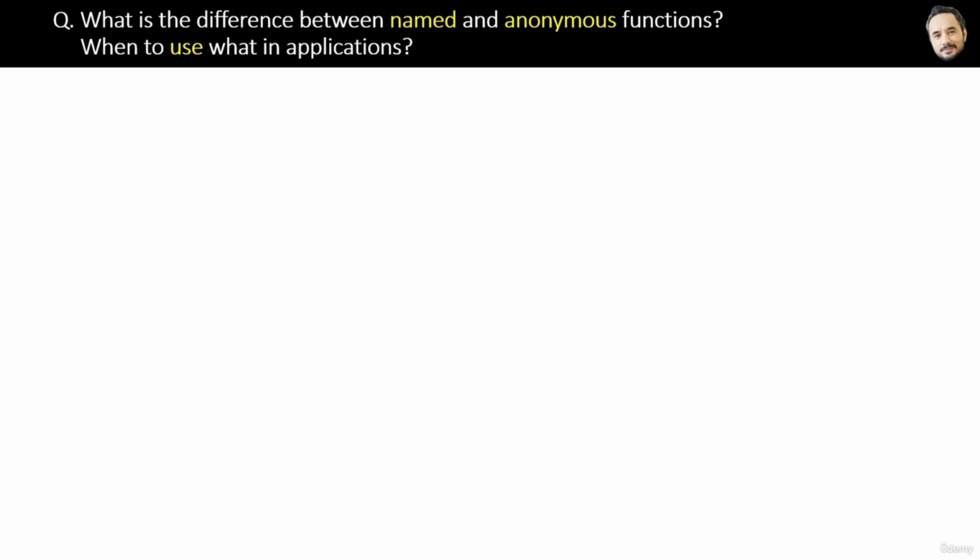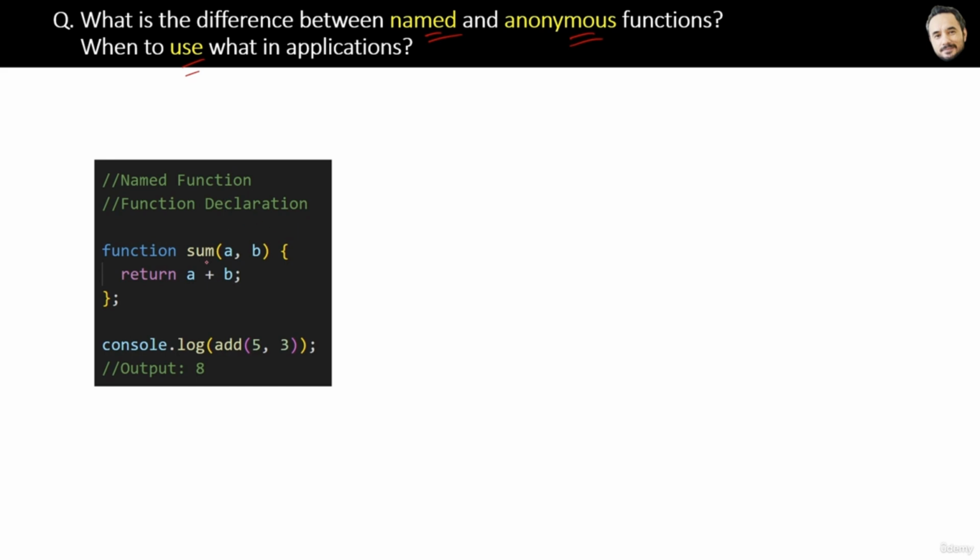What is the difference between named and anonymous functions? When to use what in applications? You already know about named functions. Here is the code, and this is the most basic type of function. The definition is: named functions have a name identifier. So we have this sum as the name of the function, and that's why we call them named functions.